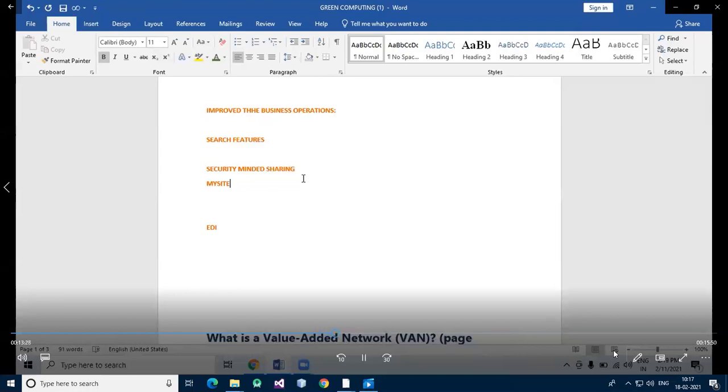Now the next point is about electronic data interchange, that is EDI.